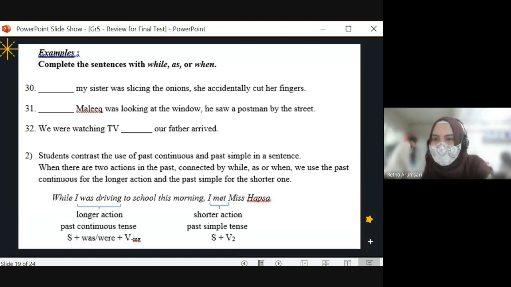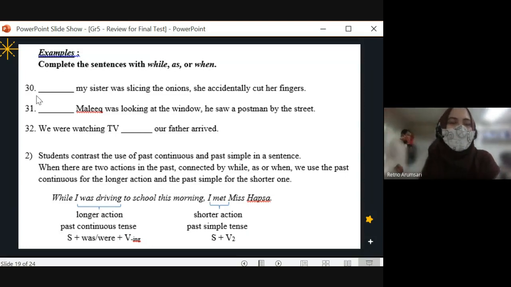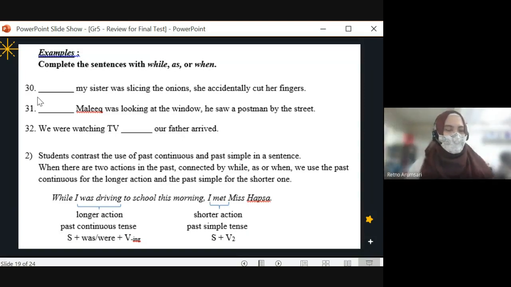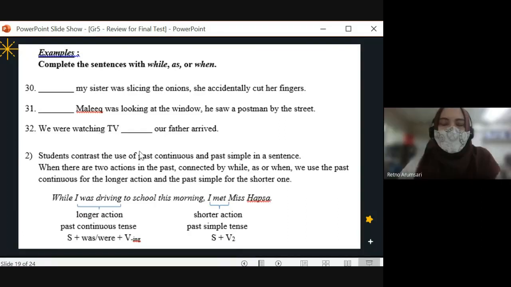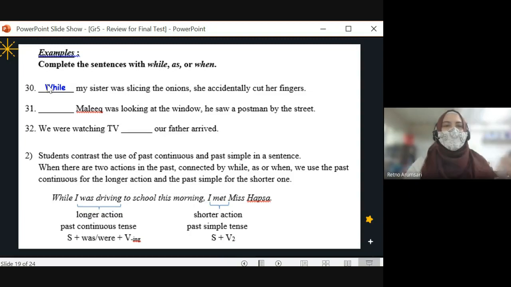Now let's try this. Number 30. Let's go to Hanif. Hanif is speechless, yeah. Let's go to Fatan then. Number 30. What do you think number 30 is? As my sister was slicing the onions, she accidentally cut her fingers. Okay, well done. But can I use while instead? Yes, it's okay to use as, and it is also okay to use while here.